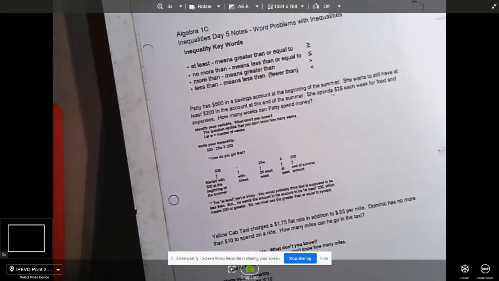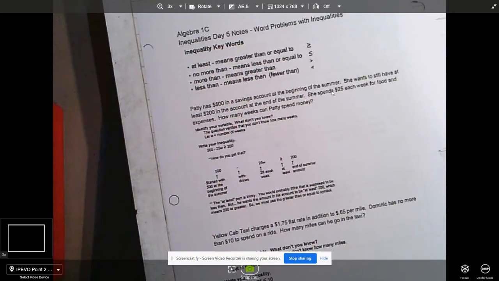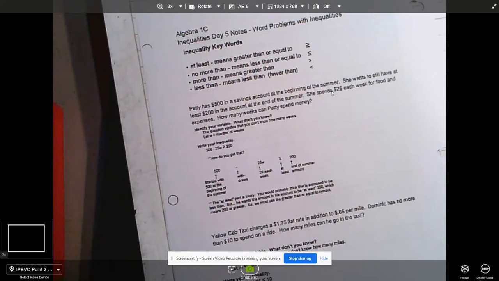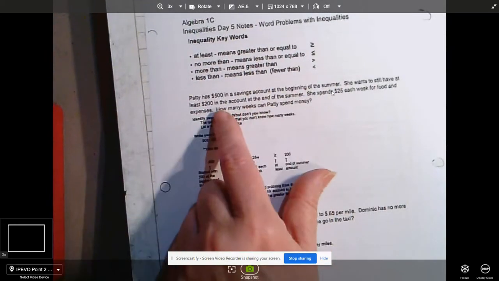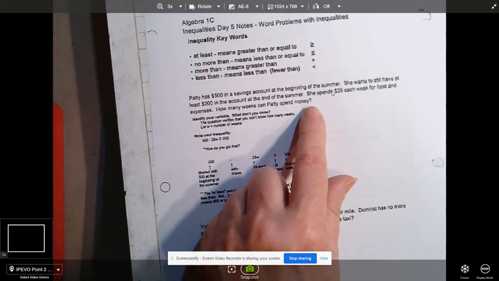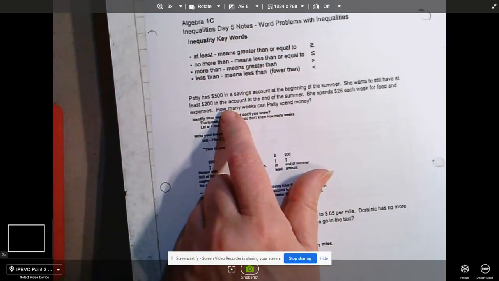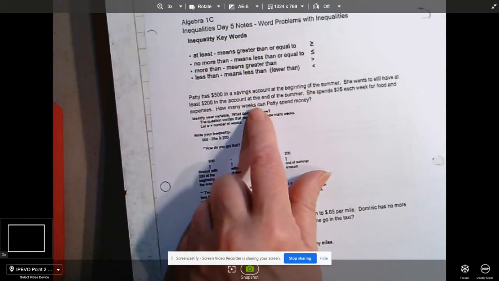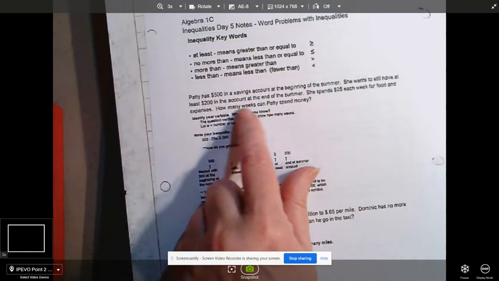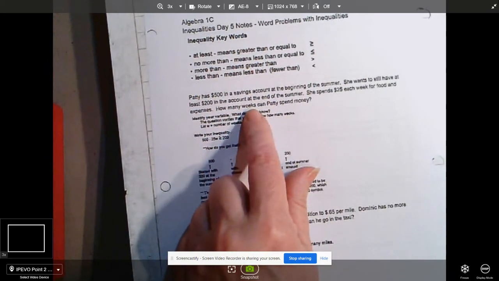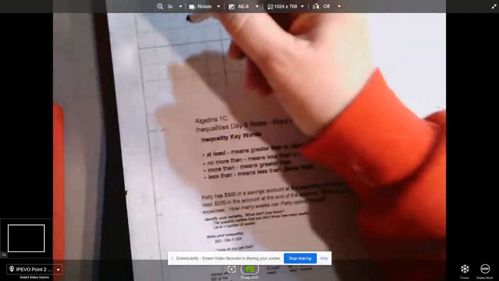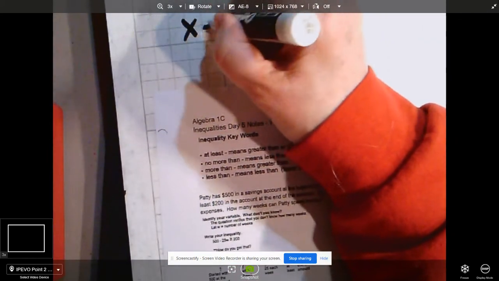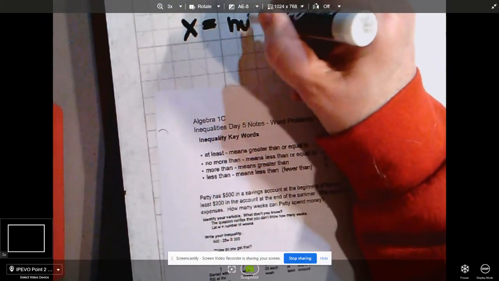So the first thing you want to do is identify your variable. What are you going to set your x equal to, or whatever variable you want to use? In all the cases, the question they ask will tell you what you need to set your variable equal to. So it says, how many weeks can Patty spend money? The number of weeks is the thing I don't know anything about. So I'm going to set my variable equal to the number of weeks. So x equals the number of weeks.